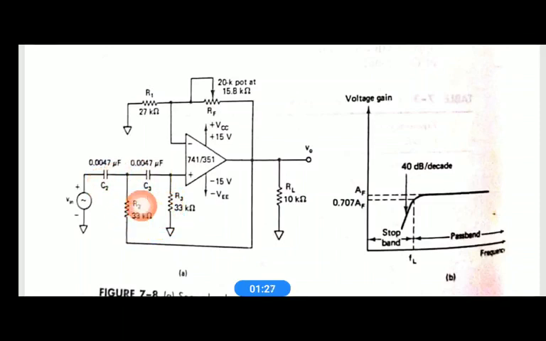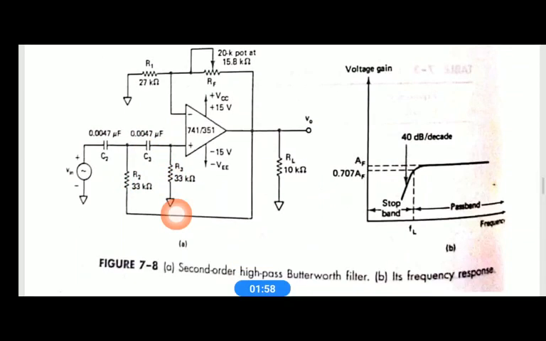Here we know that there are two RC network combinations, R2 and C2, right? So here we need to interchange R2, which is here in the low pass, and C2, which is here in the low pass. Similarly, we are interchanging C3 and R3 here. In the low pass, R3 is here, C3 is here, right?